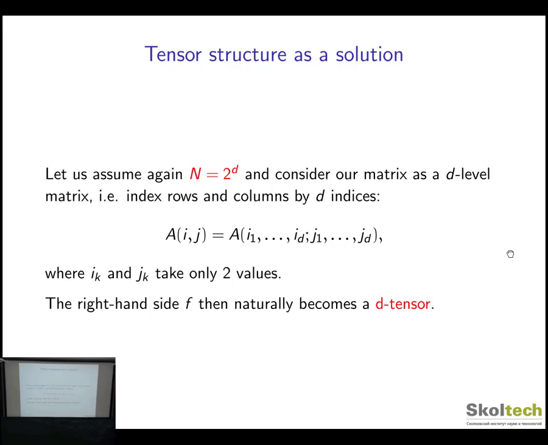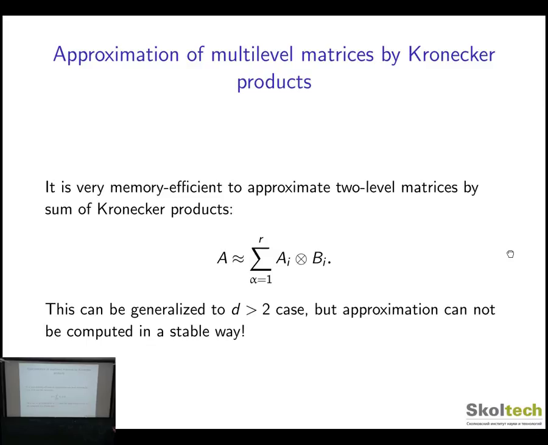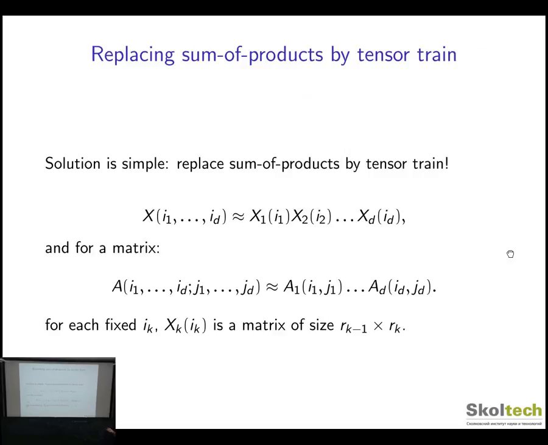So if you have a linear operator that acts on a vector of length 2 to the power d, right? It actually can be considered as a linear operator that takes a tensor and creates another tensor. So it can be parameterized by an object that has 2 times d indices, right? So the matrix is also a tensor. And the right-hand side, well, if it's, for example, all ones, is also a tensor. We can use, for example, Kronecker product approximation, but it's only for 2D. So we generalize it to ND.